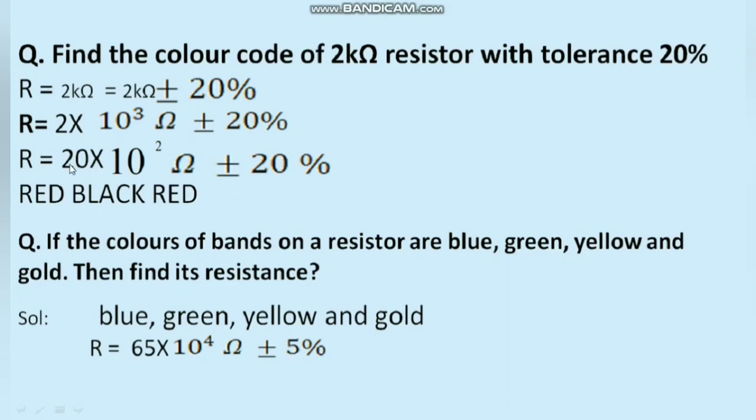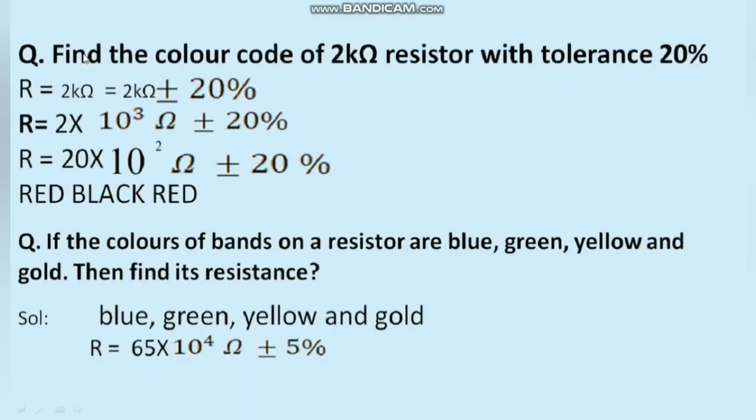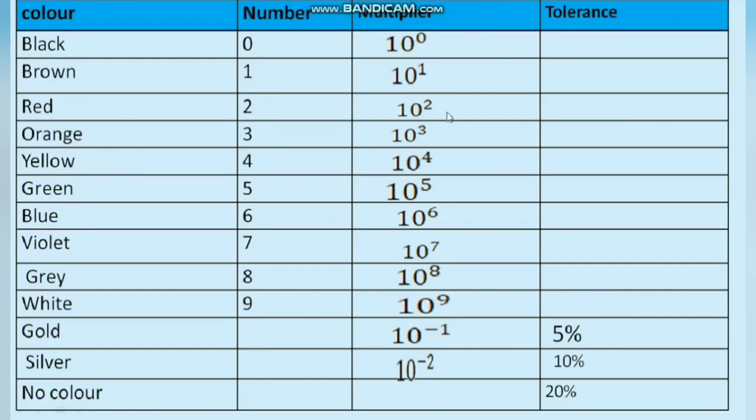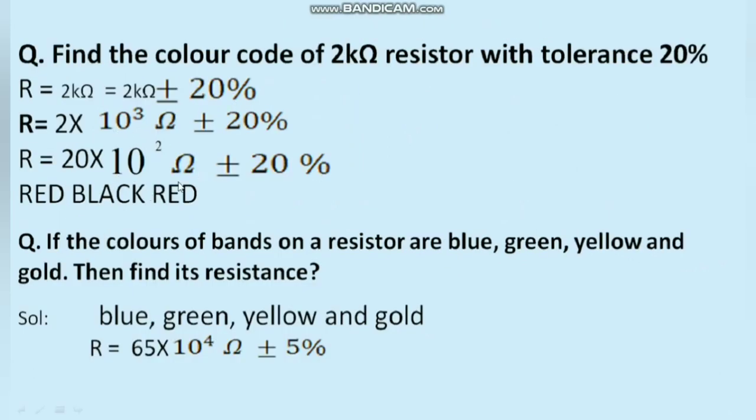Look at here. 2 means which color from the table? Let us see. 2 indicates red color. Next, 0 indicates black. In this, 2 is there and 0 is there: 2 indicates red and 0 indicates black. Next, 10 power 2 is the multiplier. 10 power 2 belongs to red. That means this 10 power 2 is a multiplier, and the multiplier color is red.